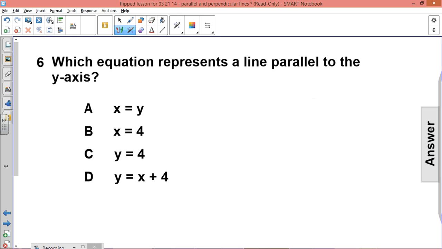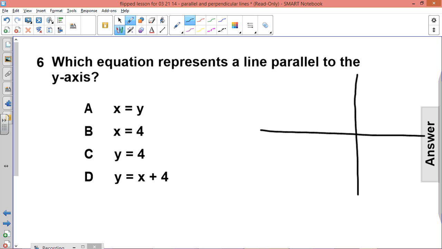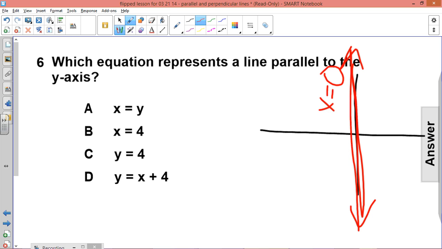Which of the equations represents a line parallel to the y-axis? What I'm going to have to do in my head or on paper here is actually sketch the y-axis real quick. That's this line right here. Well, I know that the equation of any vertical line is x equals some number, and because it's the y-axis, all of the points on there are where x equals 0, and so we have the equation of the line x equals 0.